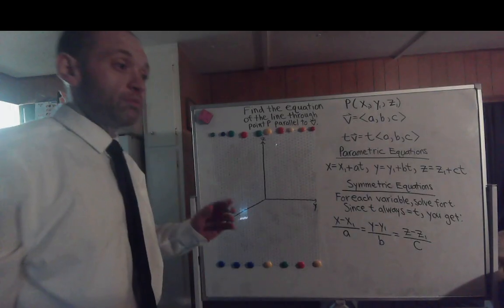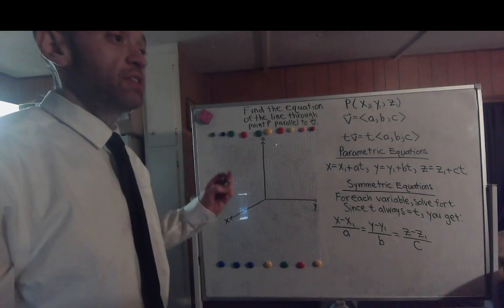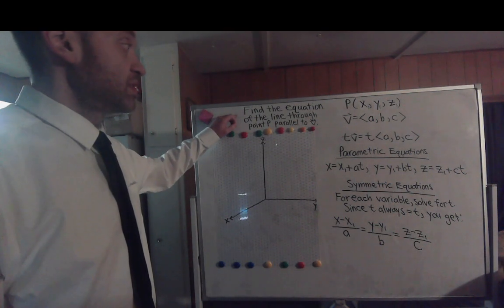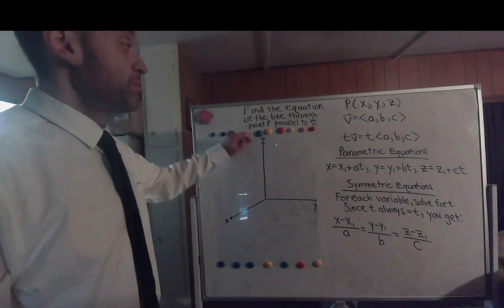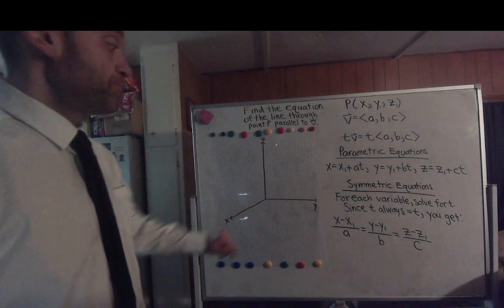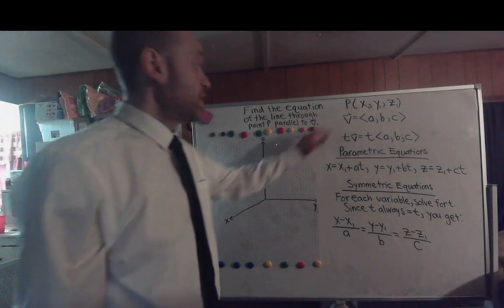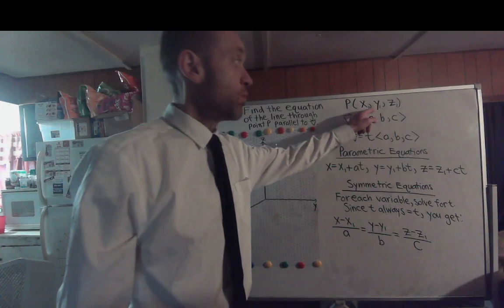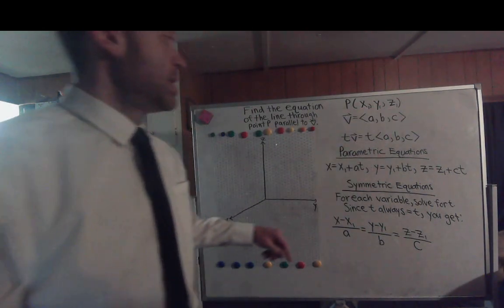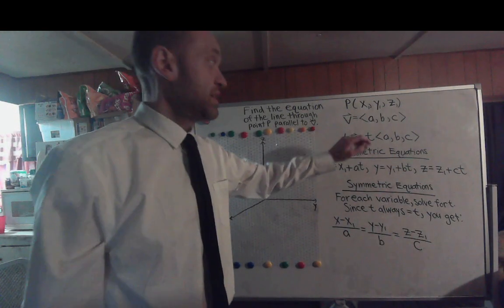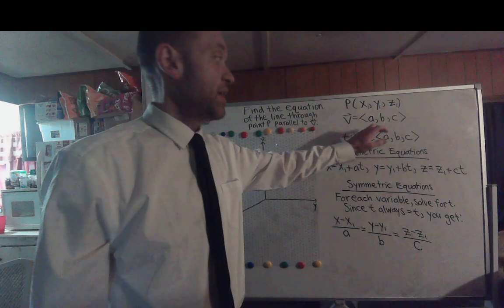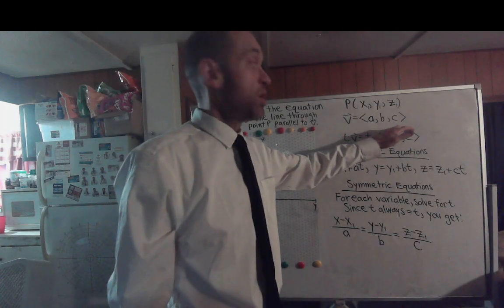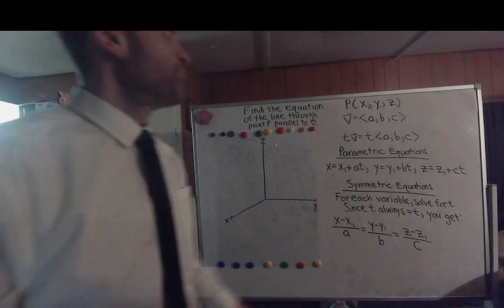A lot of problems for finding the equation of a line in space are going to read something like find the equation of the line through point P parallel to vector v. So you'll have some point P that the line runs through with coordinates x1, y1, z1 parallel to vector v, so that vector v would have a, b, and c for your various components. Those are also called your direction numbers.